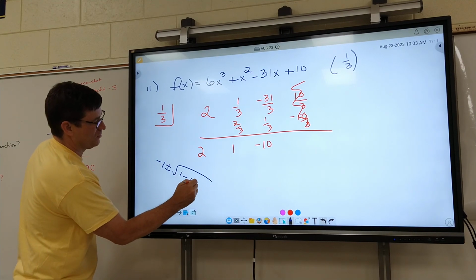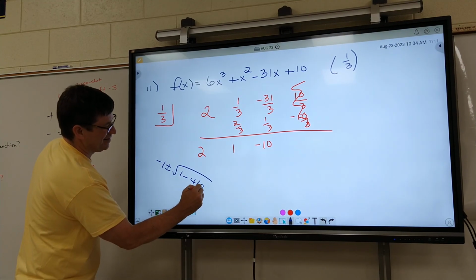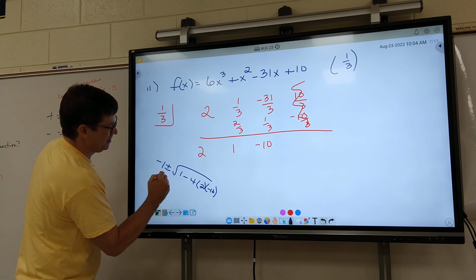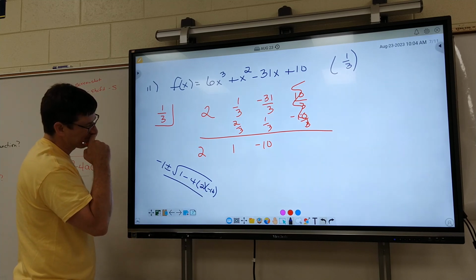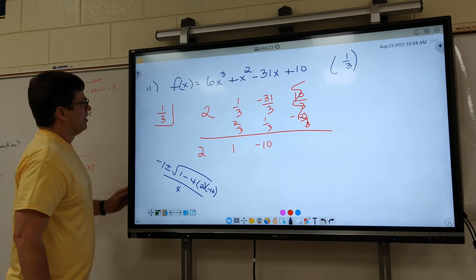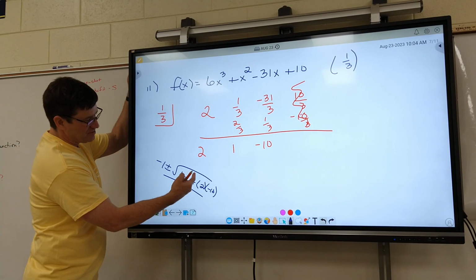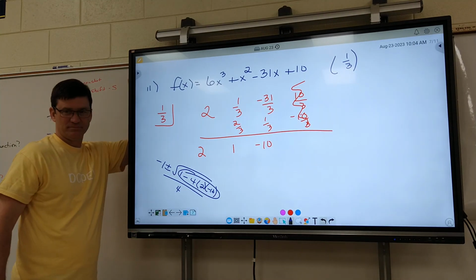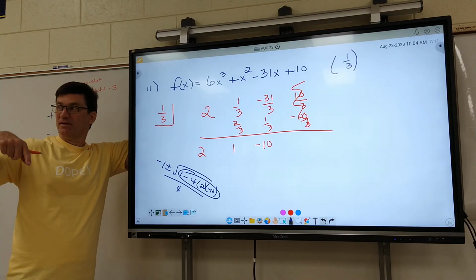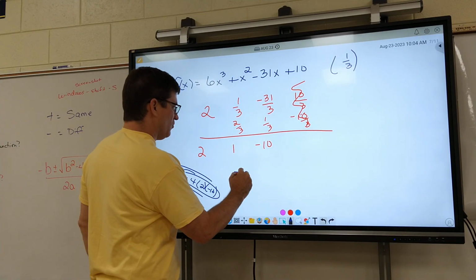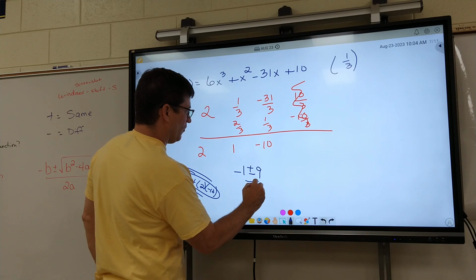Minus 4 times 8 times 19. All right, somebody help me. What did y'all get inside the square root symbol on this one? Nine. So it was 81 that changed to 9. Gotcha. Negative 1 plus or minus 9 over 4.